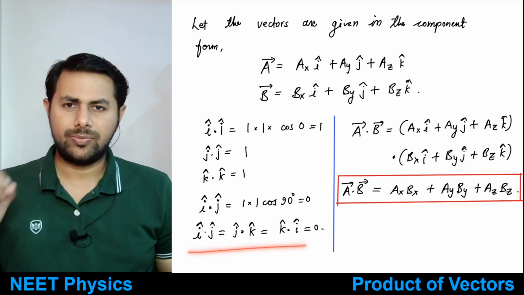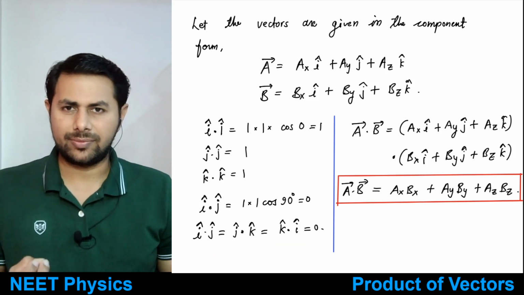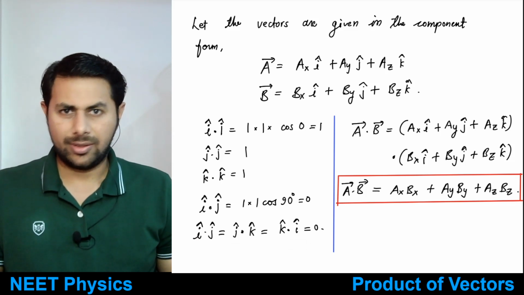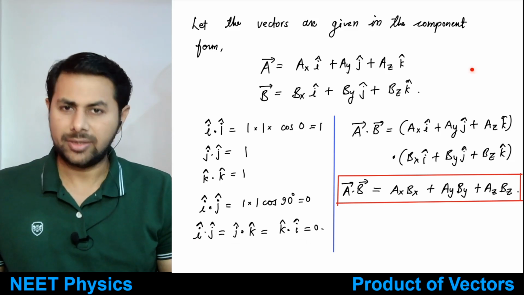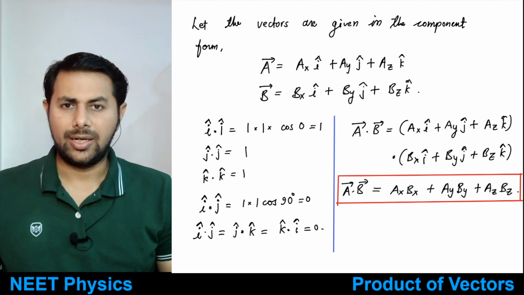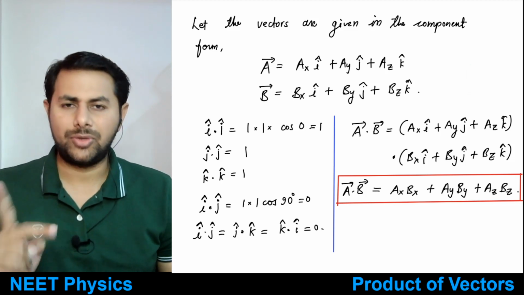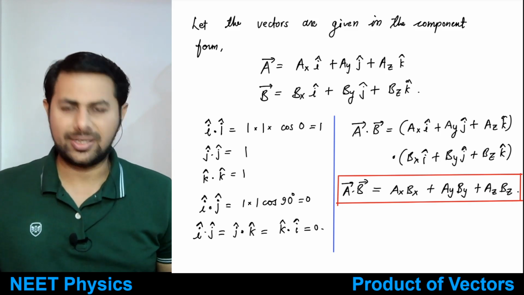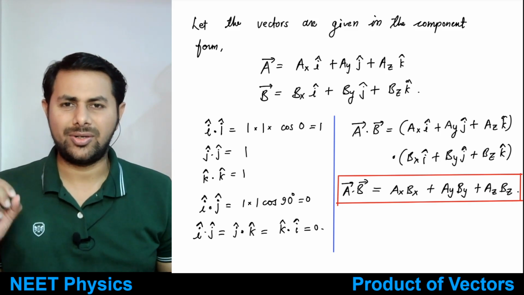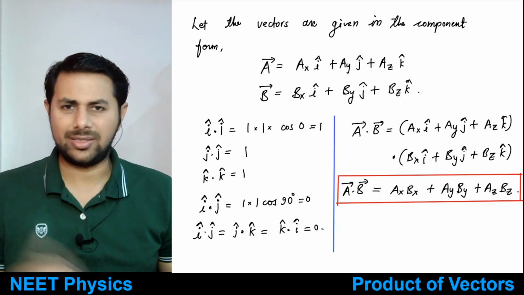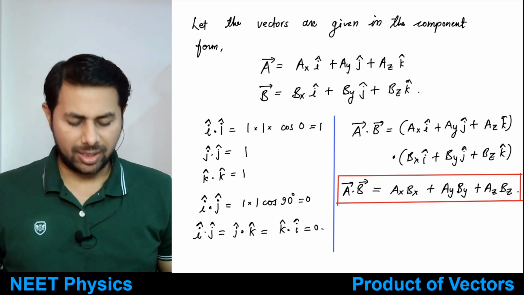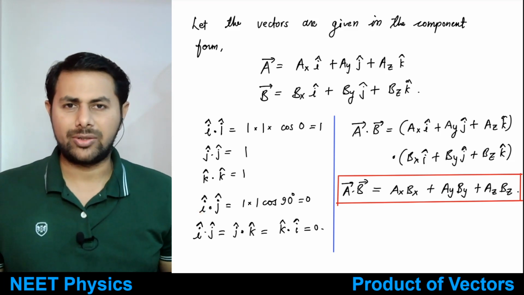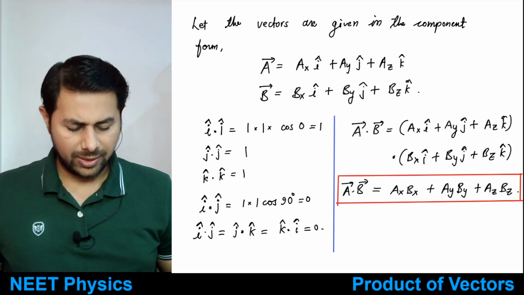So that means the product of a unit vector with itself is what? It is 1. And the product of two perpendicular unit vectors is equal to what? It's equal to 0. But which product? Scalar product. The scalar product of a unit vector with itself is equal to 1, and the scalar product of a unit vector with a perpendicular unit vector is equal to 0, right?